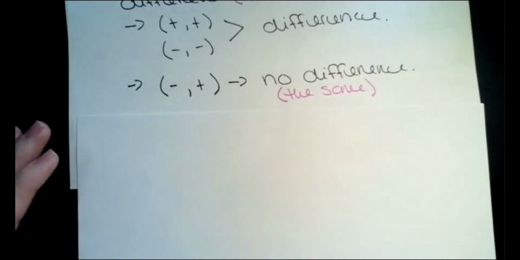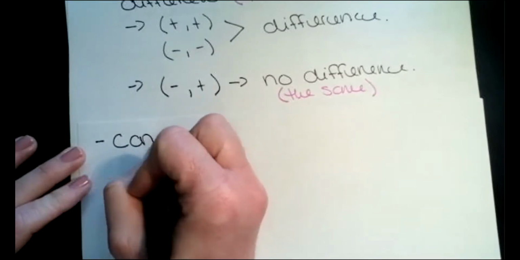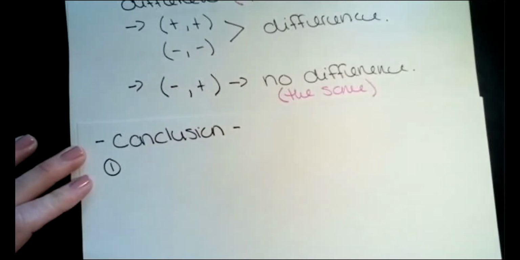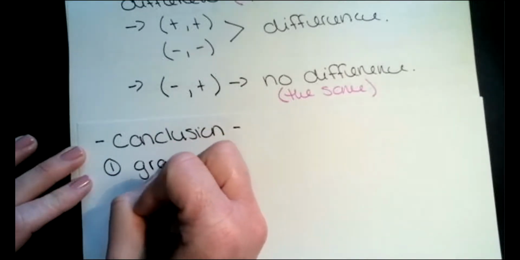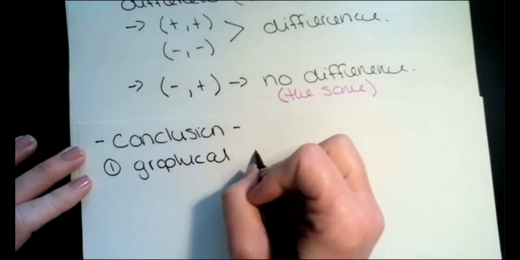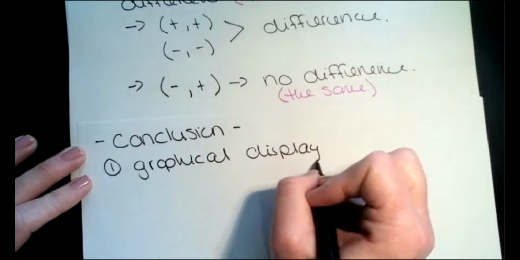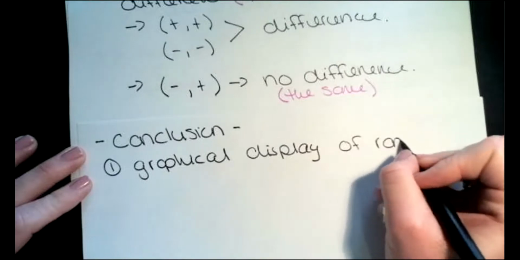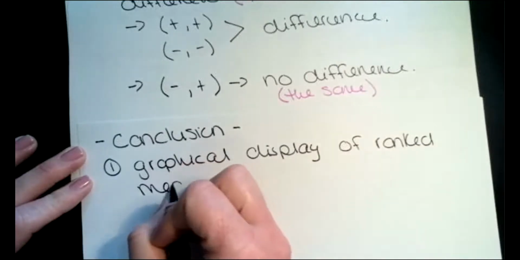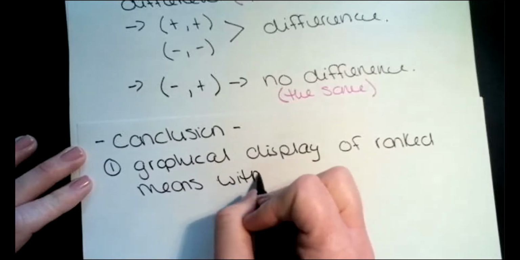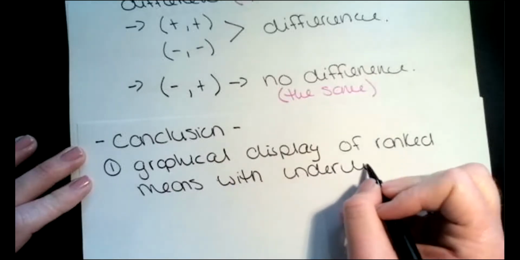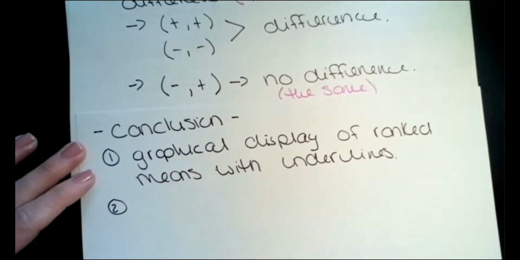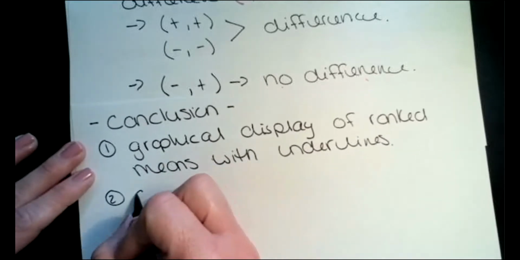Our conclusion is going to consist of two pieces. So first is going to be the graphical display. So a lot of people leave this off. We're going to include the graphical display of ranked means with the underlines, right? And the underlines indicate that they're the same. And the second piece is going to be my actual conclusion statement.